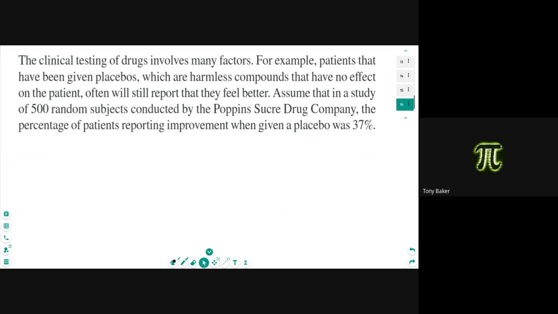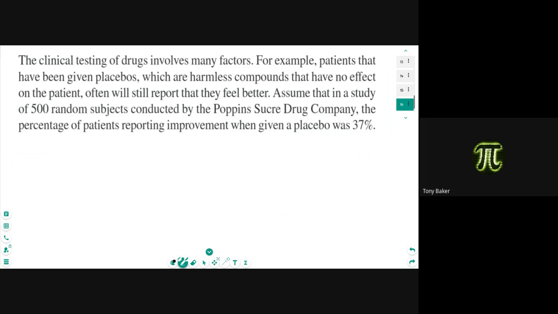I want a 95% or 99% confidence interval because this is a drug study, of what was the percentage of patients improving when just given the placebo. Remember, they're given basically a sugar pill. There's nothing in it.